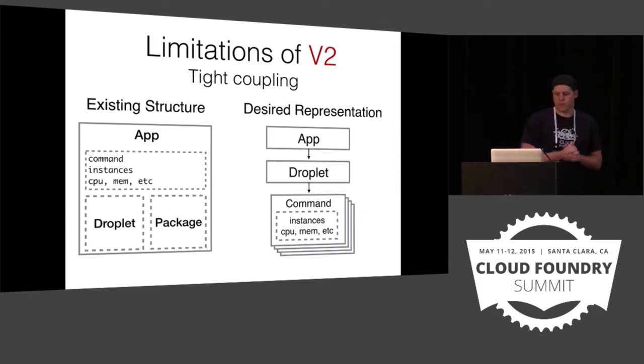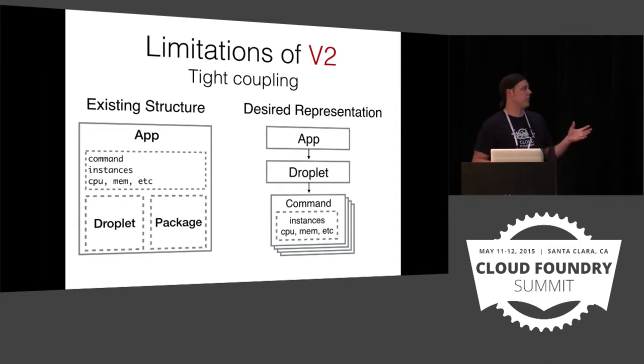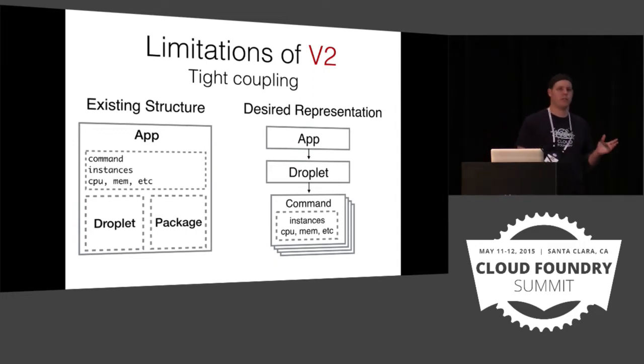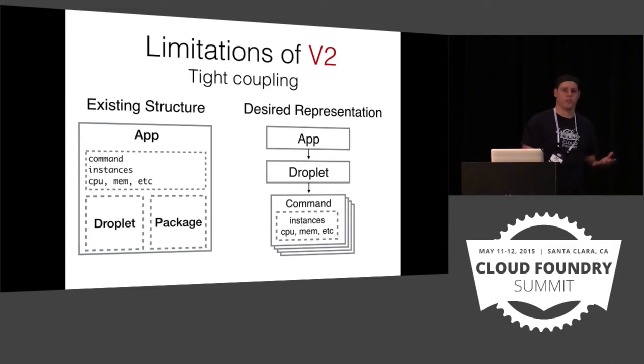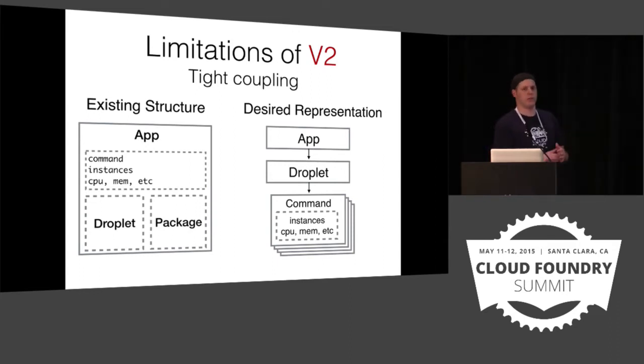So when we look at bringing that into V2, we see that we sort of have a limitation here, and that our existing structure doesn't really match this desired representation we want for a proc file. And part of what that is, is this tight coupling we have in today's app, where the one app object is our droplet. It is our package. It is our command. So when we talk about wanting separate start commands, like that we would get from a process file, we don't really have a place to put multiple start commands.